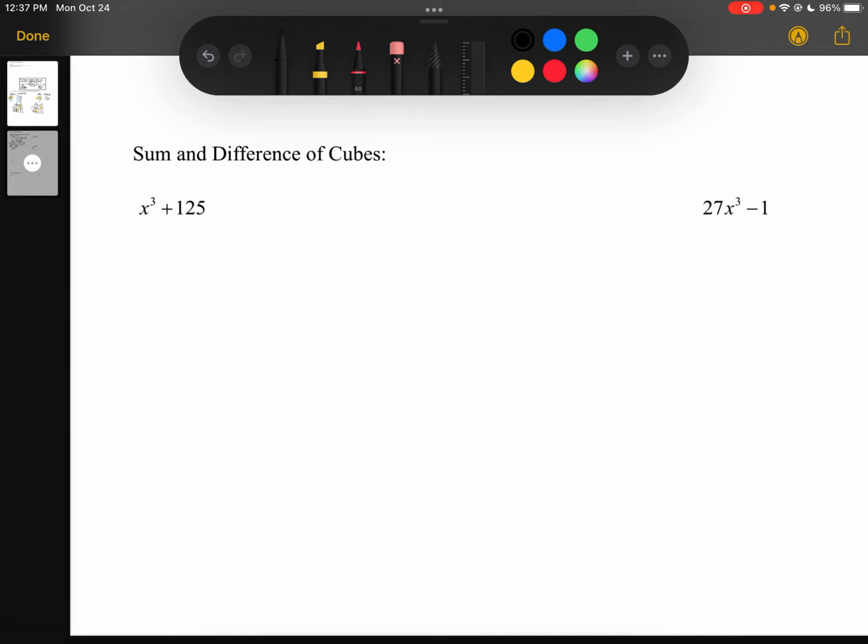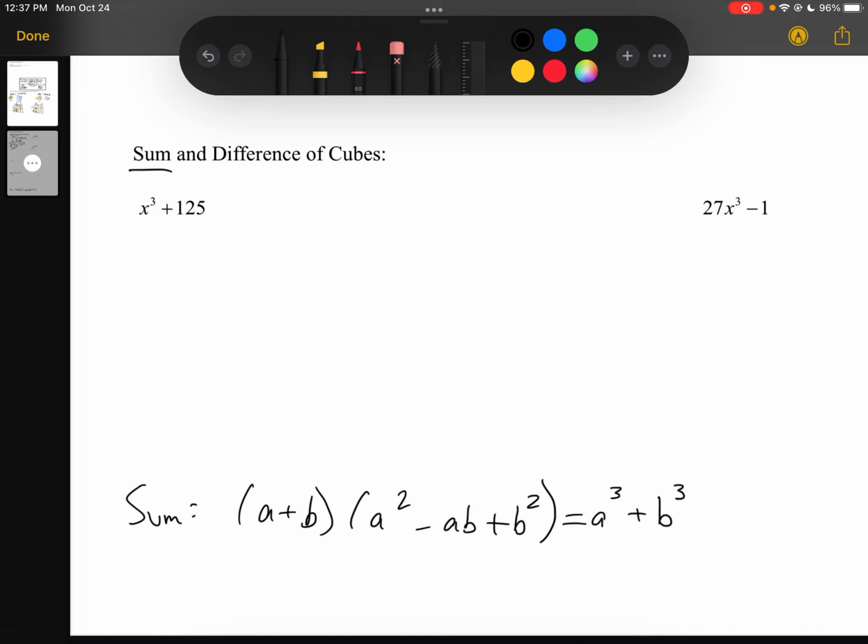Now, the next thing that we have to do does have a formula for us, which is nice: the sum and difference of cubes. So we'll start off with the sum of cubes. So the formula for the sum of cubes is as follows. It's a plus b times a squared minus ab plus b squared. And this is equal to 2 cubes added to each other. So a cubed plus b cubed is the sum of cubes.